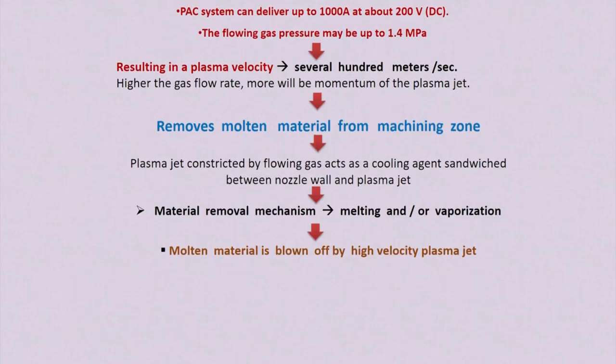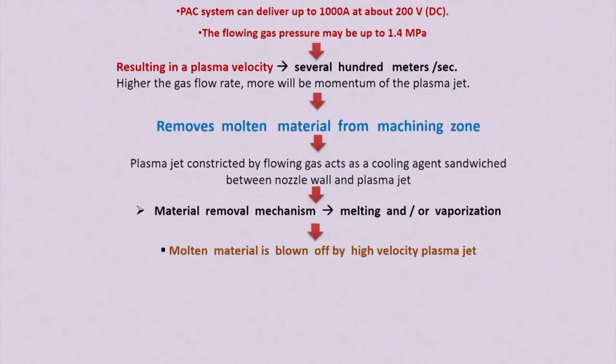A plasma arc system can deliver up to 1000 ampere at about 200 volt DC. The flowing gas pressure should be more than 1.4 megapascal. Because of this high pressure of the plasma gas, the plasma velocity is very high, and a high velocity jet of plasma gas can remove the molten material from the workpiece surface. The plasma gas velocity may be several hundred meters per second.